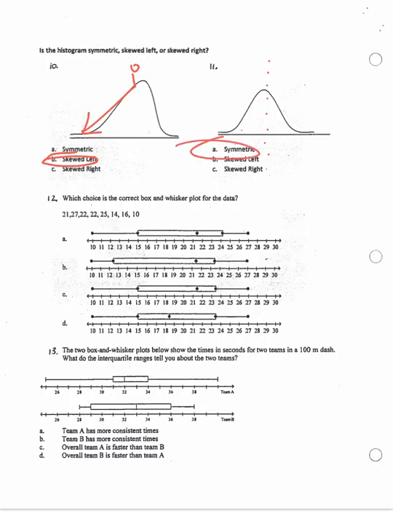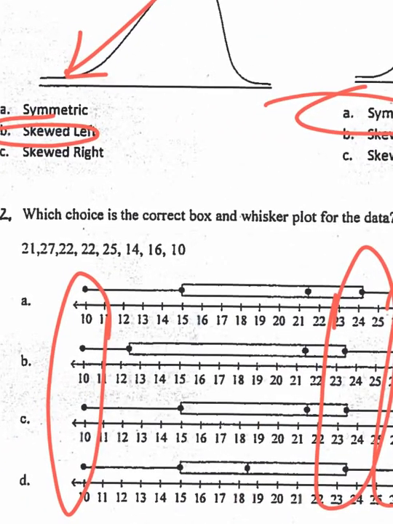And 12, which choice is the correct box and whisker plot? Look at the difference between these. They all have the same minimum, the same maximum, but they have different quartile 3s, so I need to find quartile 3 of this list. So I'm going to put these numbers in order from least to greatest. So I got 10, 14, 16, 22, nope, 21, 22, 22, 25, and 27.